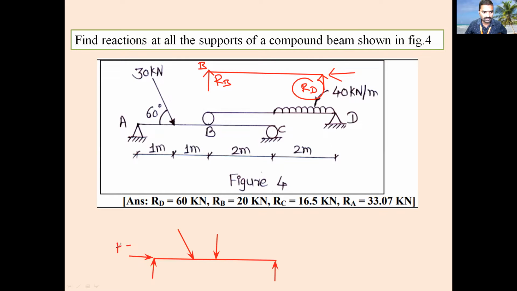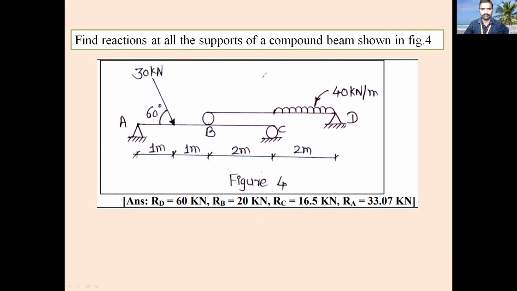So this is HA, this is VA, then this is RC. So this is RB. You have already found the RB value. The same RB value you have to substitute here, and you can find out all these values. Easy, any problem? You just have to practice all these problems.